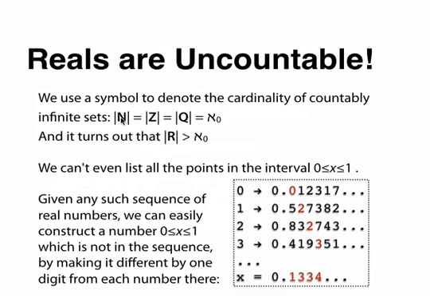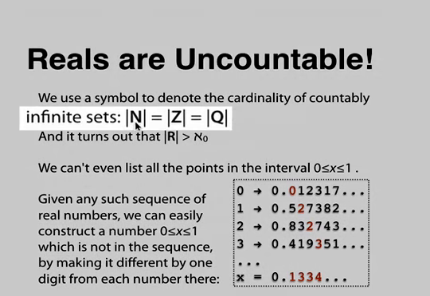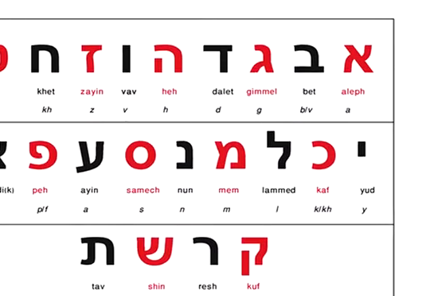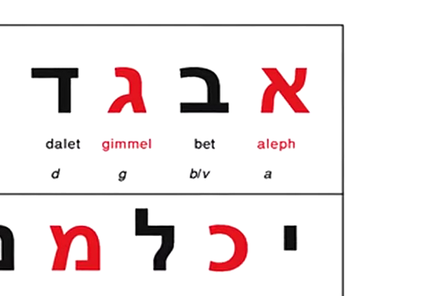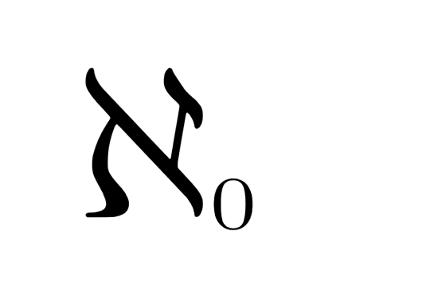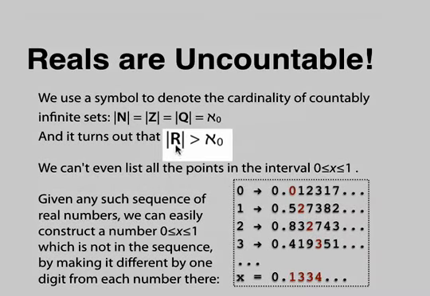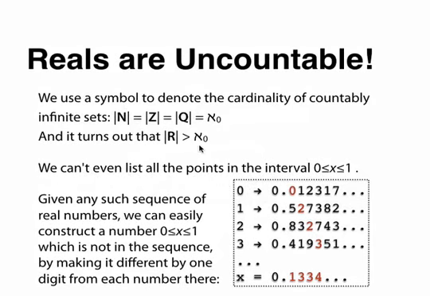So it turns out that the set of natural numbers, integers, and rational numbers are all the same size. And we call that aleph 0 or aleph null. Aleph is the first letter of the Hebrew alphabet. And aleph null is the smallest size of infinity. It's the countable infinity. So it turns out that the size of real numbers is bigger than aleph null. They're not countable.